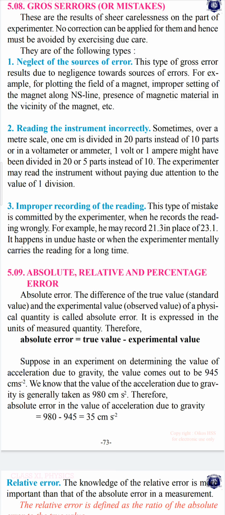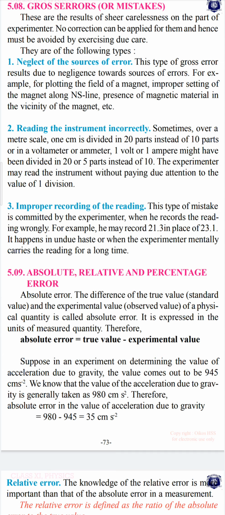This type of mistake is committed by the experimenter when he records the reading wrongly. For example, he may record 21.3 in place of 23.1. It happens in undue haste or when the experimenter mentally carries the reading for a long time. 5.09 Absolute, relative and percentage error.